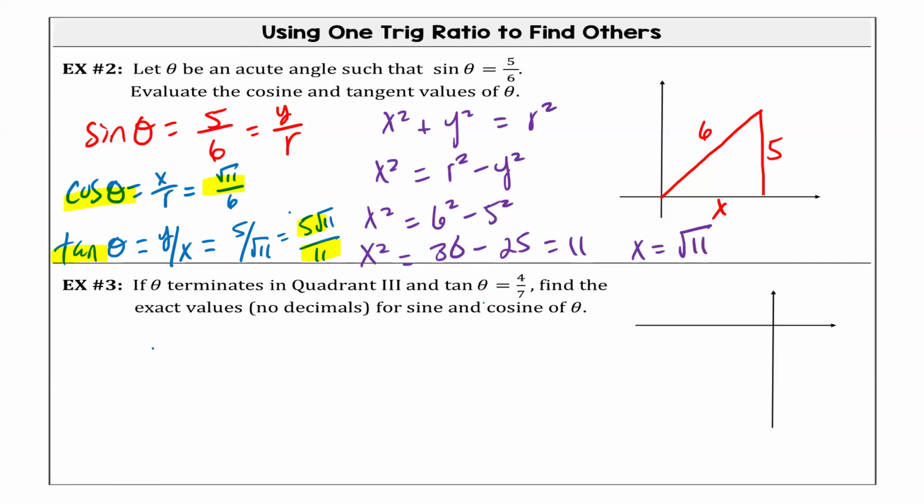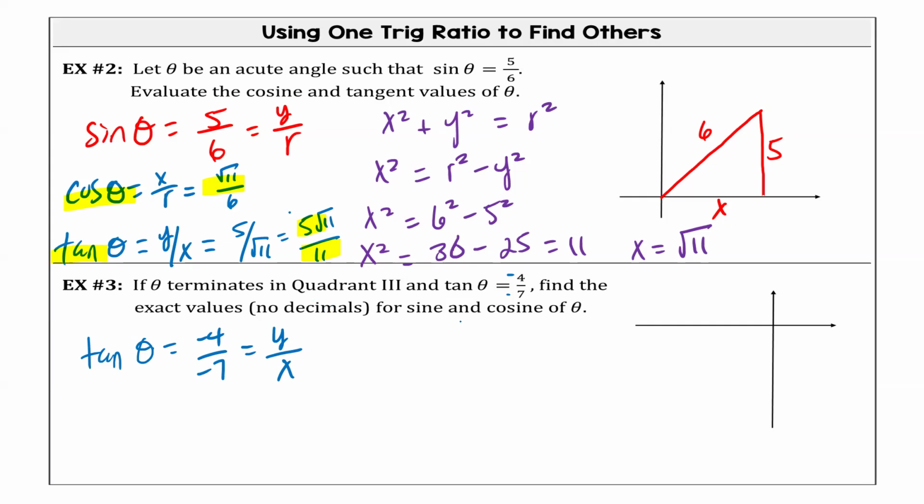All right, here we go. So, tan theta. I'm in quadrant 3, so that means that my y and my x technically are negative. So tan theta equals -4 over -7, because it's in quadrant 3. So they both have to be negative, right?